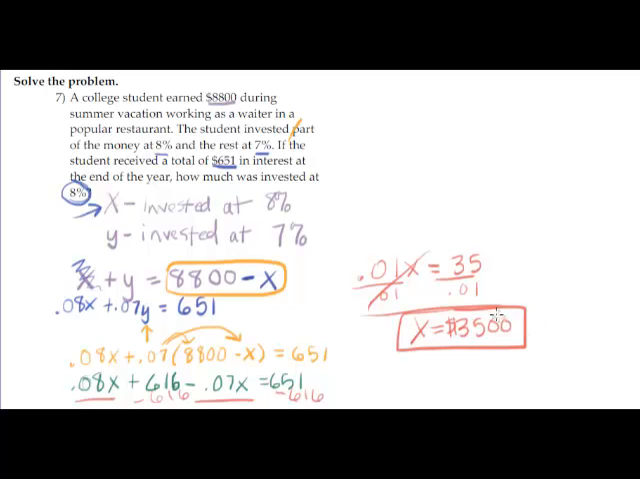And since we figured out x, which was what was invested at 8%, and that's what they asked us for, we don't have to plug in and find the other one. But if for some reason we did need to, we would just take that and plug it back into this equation and figure out what y is.